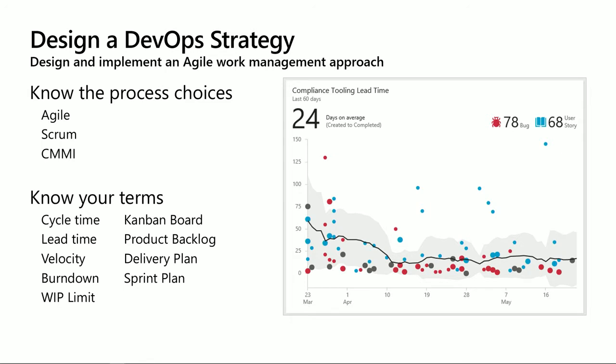Burn down chart. A burn down chart basically allows you to figure out how well the team is doing over time, how many items are left over time.